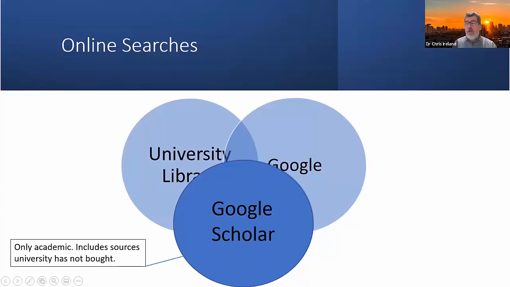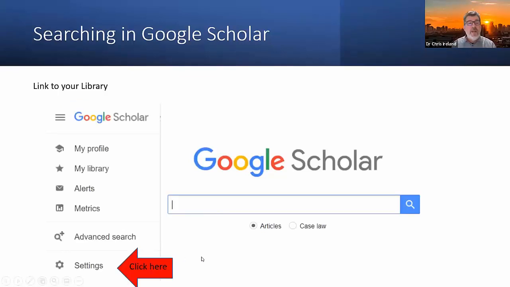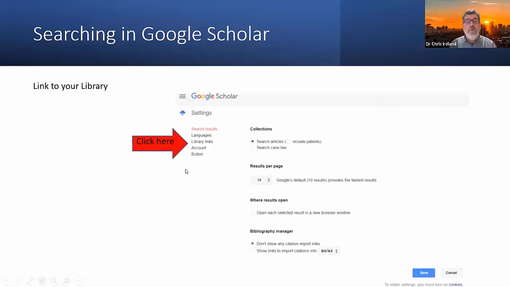So what I want to do now is take a closer look at Google Scholar. And the first thing I want to do, you may have this already, but some of you may not, is incorporating links to your library. So when you're in Google Scholar, if you click on the three lines, then you will get this menu. Now, ignore My Library. That's nothing to do with where you want to go. You want to go down to Settings and click on Settings. And then when you're in there, you want to click on Library Links.